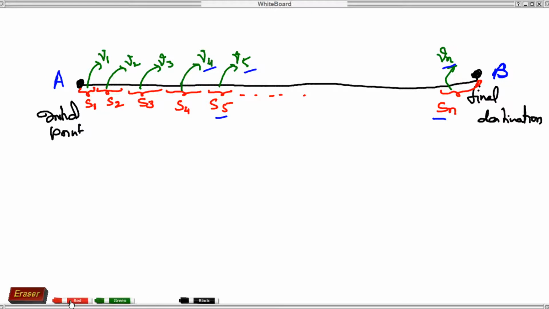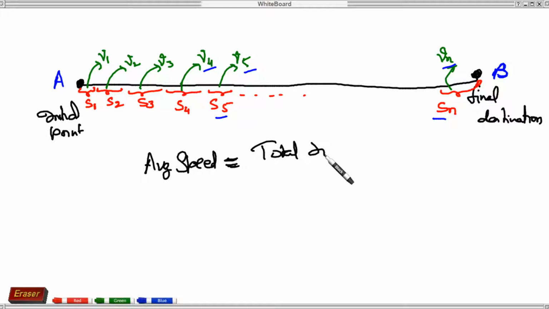So we are going to find out the average speed. How we are going to calculate it? It will be total distance over total time.